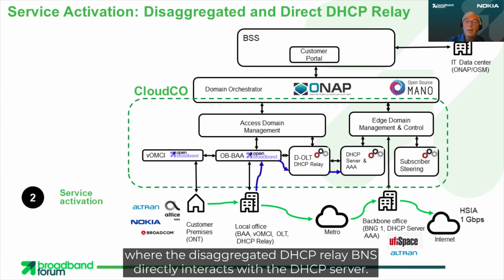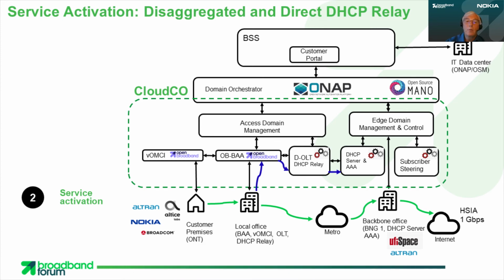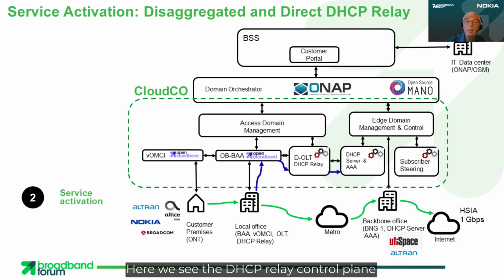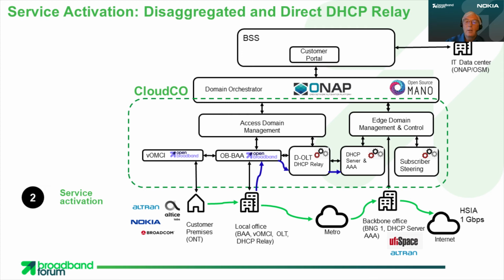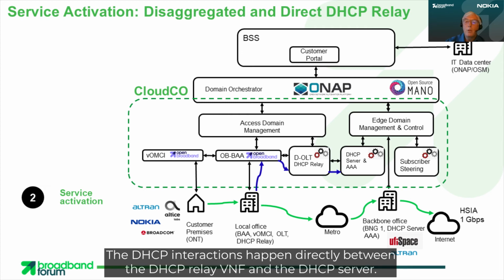Where the disaggregated DHCP relay VNF directly interacts with the DHCP server, here we see the DHCP relay control plane flow is redirected by the BAA layer toward the disaggregated DHCP relay VNF. The DHCP interactions happen directly between the DHCP relay VNF and the DHCP server.